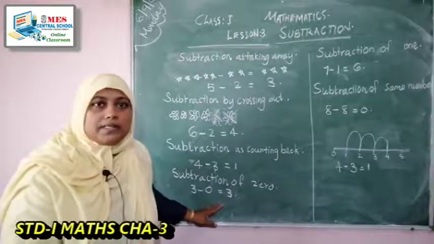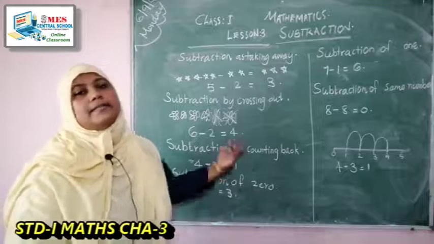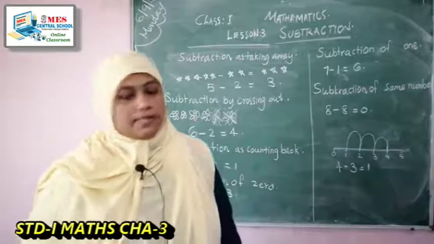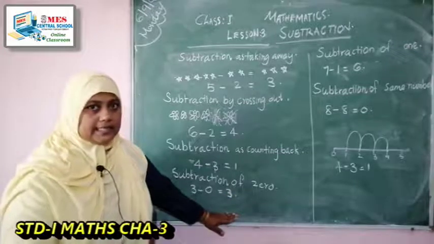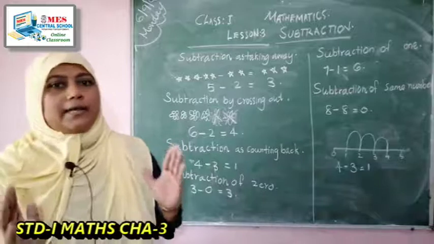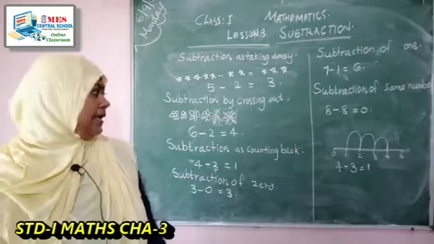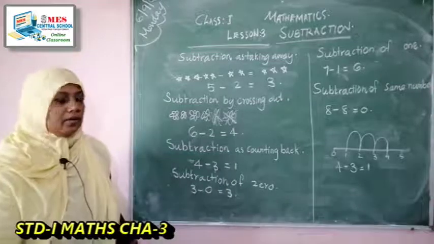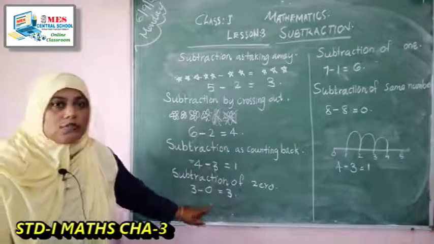Okay, 0 means nothing. If nothing is subtracted from the number, we will get the same number as the difference. So 3 minus 0 will be 3. That is subtraction of 0. You understand? If we subtract 0 from any number, we will get the same number as the answer. Okay, so that is subtraction of 0.